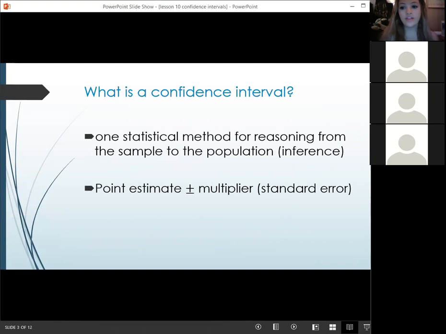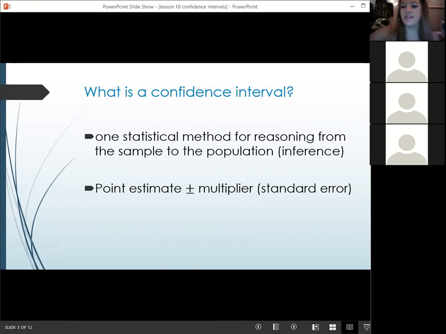Basically, we're trying to find reasoning from our sample to the population. Remember, all that we've been doing so far has been trying to make an inference about our population based upon our sample. So this is the same idea, and it's going to be giving us a range of values that we're a certain percent confident in about whether our population parameter is within that.